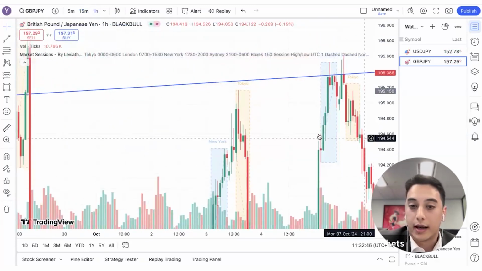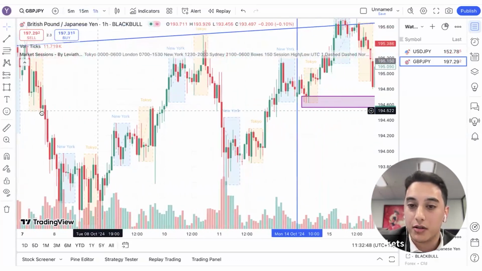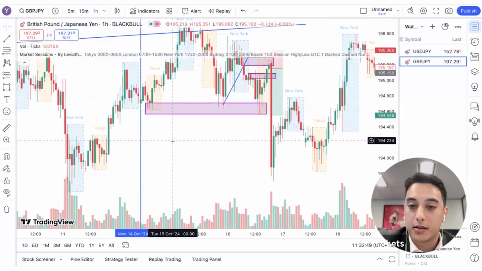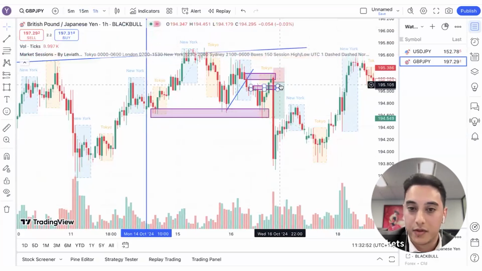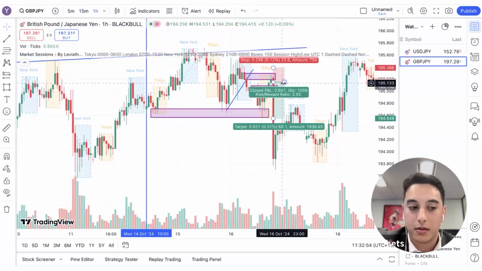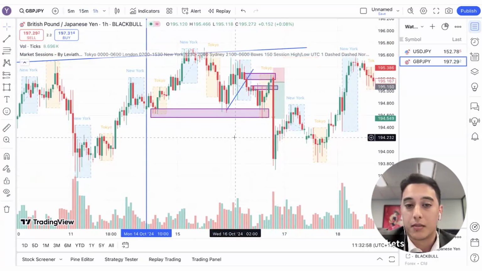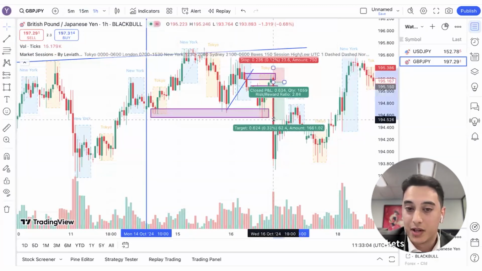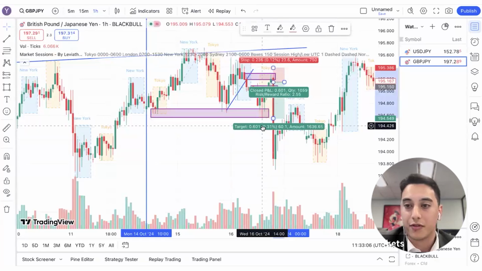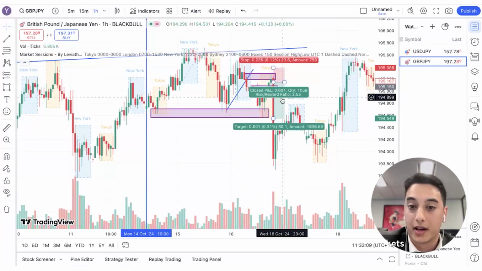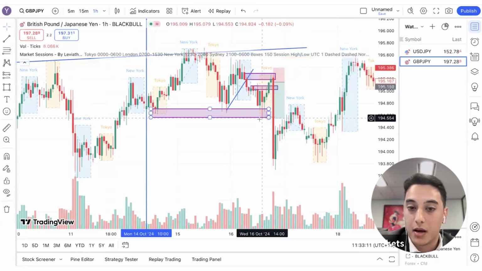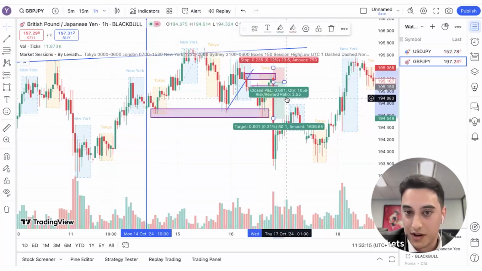Now, I guess one final point I want to touch on is something I've been working on myself as well: I'm quite attached to fixed reward ratios. Not in terms of only going for 2 or 2.5 or 3, but I kind of limit myself sometimes in terms of how much profit I can book per trade. So here my take profit was here because I expect this to be taken out. This is a 2.5 trade.